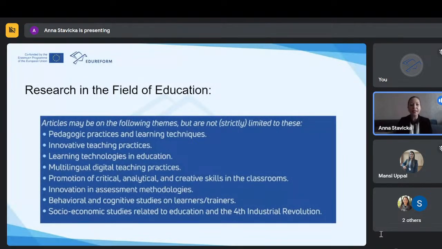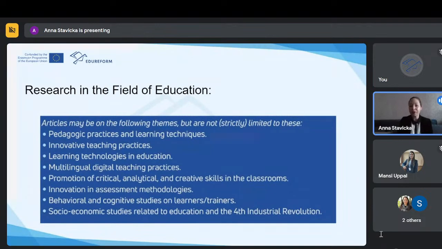So the team of the EduReform project have worked on researching the main trends in the field of education research, and here you can find those trends and the topics which are relevant to be published within the scope of this journal.